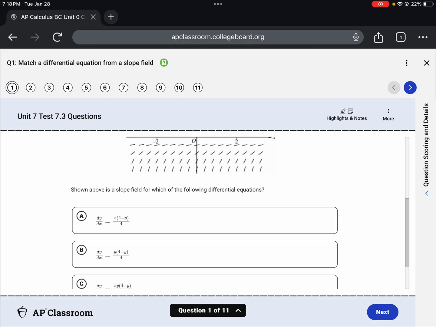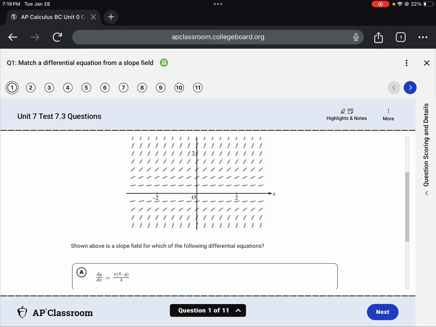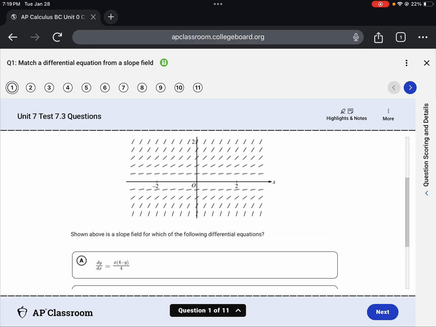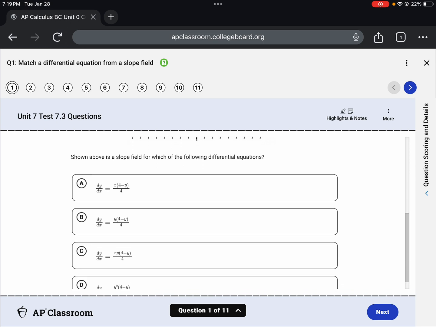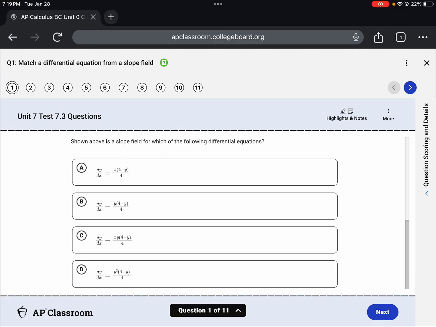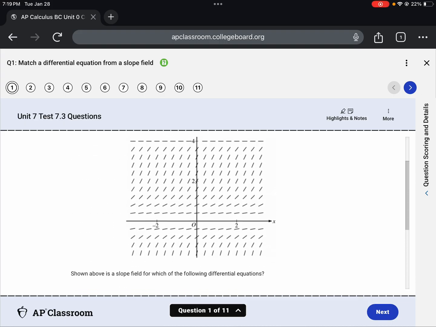If you plug in 0 for y on B, you'll get 0 times 4, which is going to be 0. So it could be B. And then you'll get the same results for C if you plug in 0 for y, and you'll get the same results for D. Okay, so you have eliminated A.